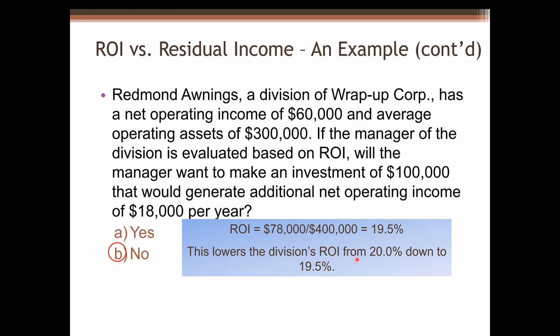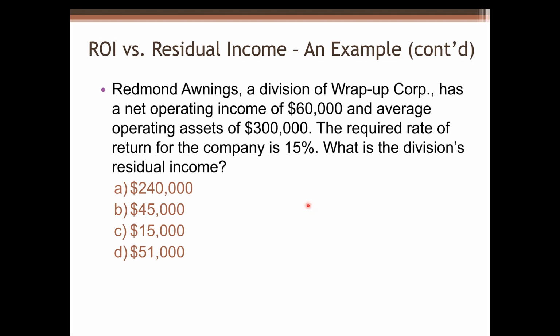If the manager is evaluated based on ROI, of course, the manager will not make this investment because the performance measure ROI decreased. And now, based on the same information, net operating income $60,000, average operating assets $300,000, required rate of return for the company 15%. Let's calculate the division's residual income.